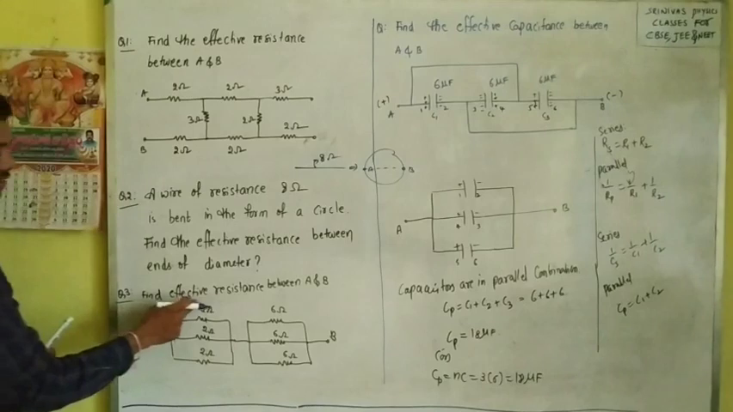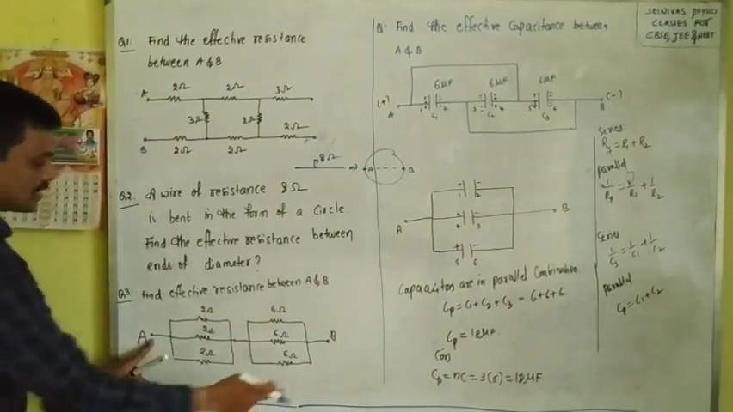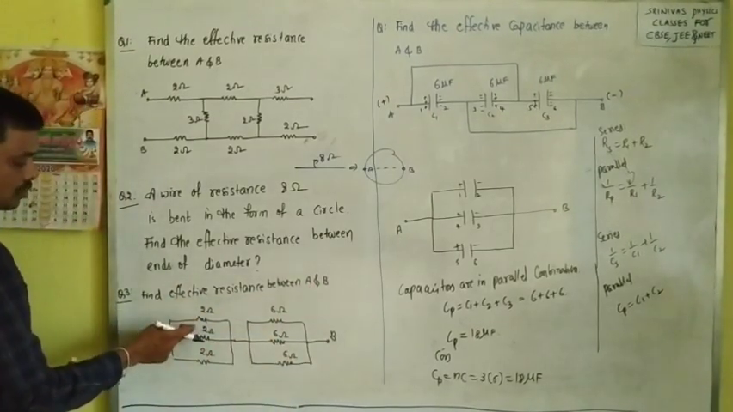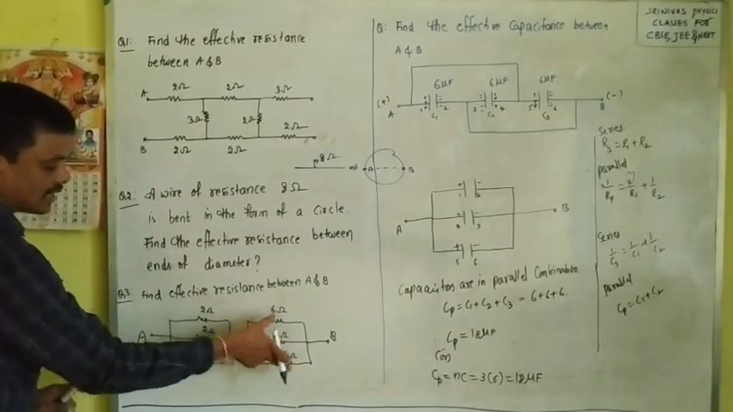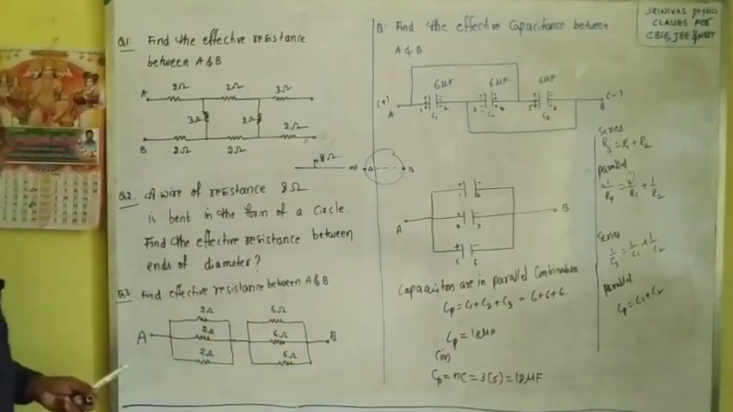Next question is find the effective resistance between A and B. This is A, this is B. In this there are 3 2 ohm resistors connected here, and 3 6 ohm resistors connected here. Then the effective resistance between A and B we have to find out.